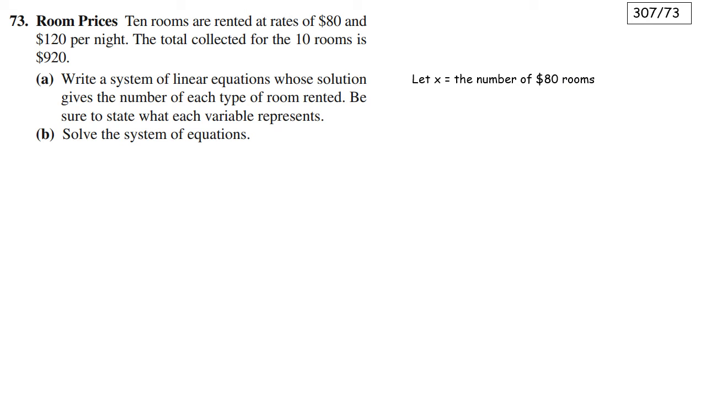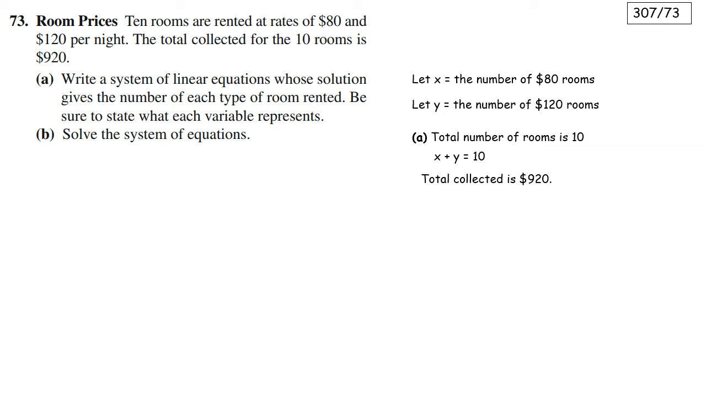Let's begin with x equals the number of $80 rooms, and then we'll let y equal the number of $120 rooms. The total number of rooms is 10, which means that x plus y, the total number of $80 rooms and the total number of $120 rooms, will equal 10. The total collected is 920, which means that if we have x number of rooms at $80 and y number of rooms at $120, we sum that together and our total will be 920.